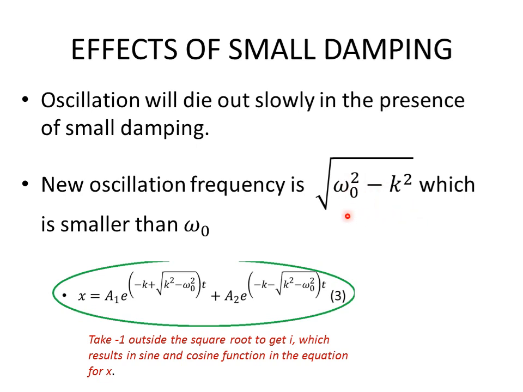we can rewrite the frequency factor appearing in the exponent as the square root of omega 0 square minus k square, and that means the new frequency will be smaller than the natural frequency. Natural frequency is omega 0. The new frequency will come out to be the root of omega 0 square minus k square, which is obviously smaller than omega 0. That means in the event of small damping, oscillation will be there, but the amplitude of the oscillation will die out because of the exponentially decreasing term in the equation for x. In addition, it will oscillate with a new frequency which is different from, and smaller than, the natural frequency. So these are the two important effects of small damping.